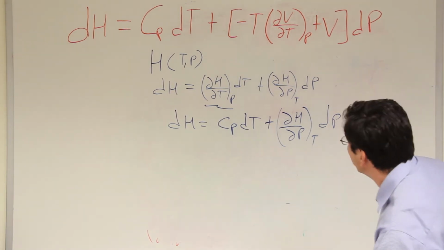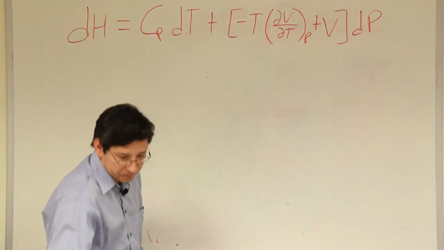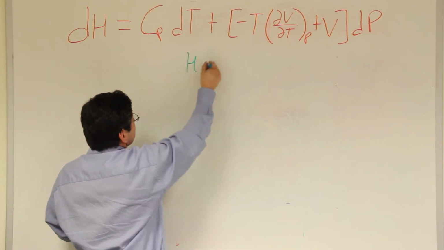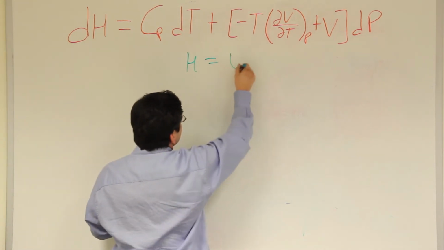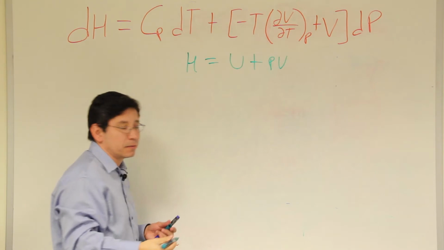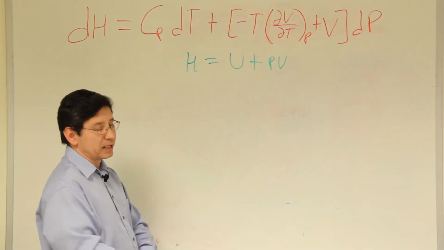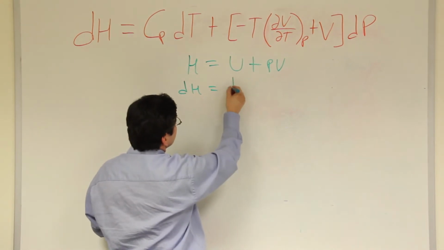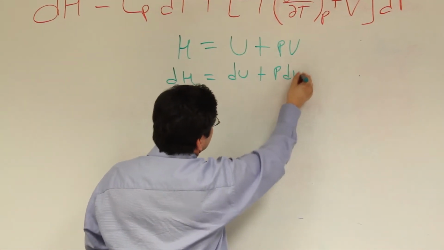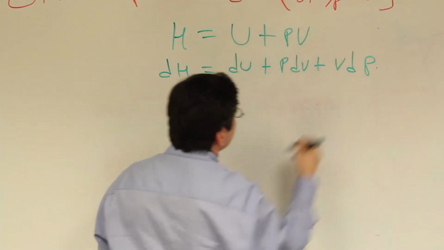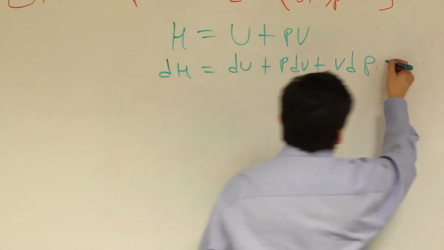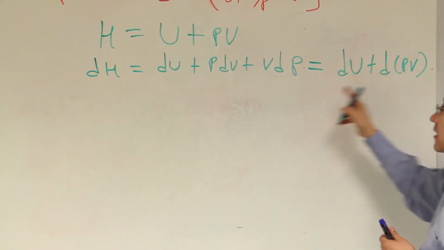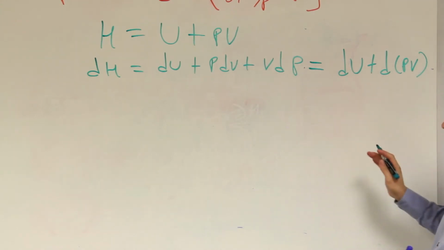Okay, so let's start with the fundamental definition of H. H is defined as internal energy plus PV. Again, this is coming from what we learned in class. H is defined as U, internal energy, plus PV. So that means dH should be equal to dU plus P dV plus V dP, right? Or basically equal to dU plus d(PV). So this d(PV) has been expanded as P dV plus V dP. That's all I have done so far.